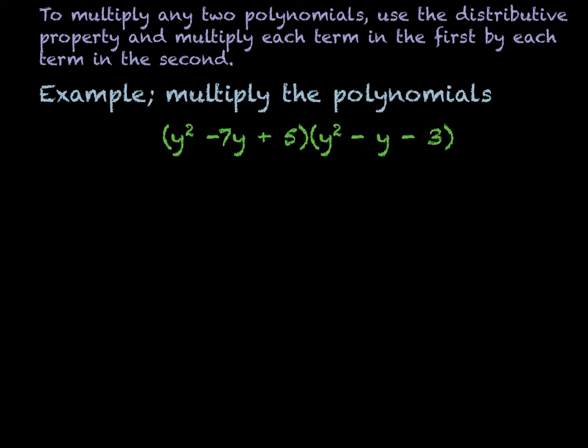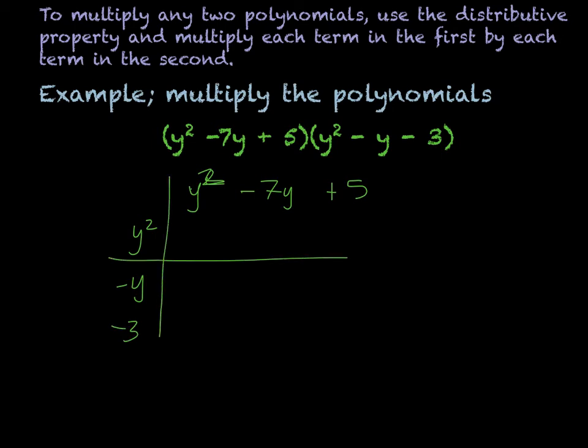That technique is really a lot more useful when it's larger polynomials, like these are both 3 by 3. So it'd take a little bit longer if we were doing it by multiplying each one and writing them all out. So instead I'm going to put it into a table. y squared minus 7y plus 5 and y squared minus y minus 3. Put my table together.